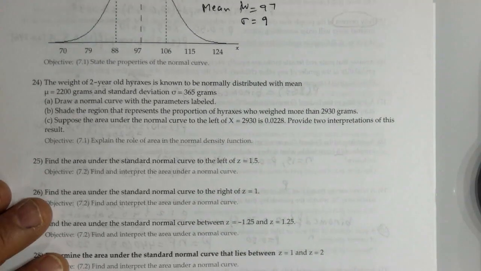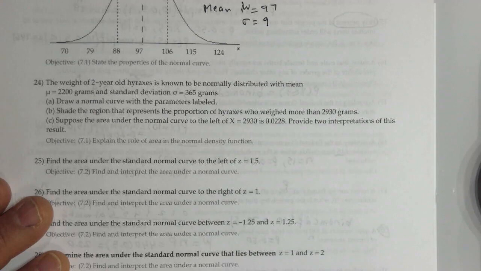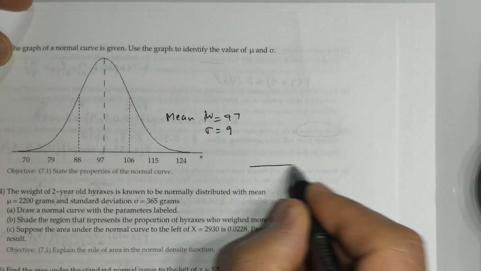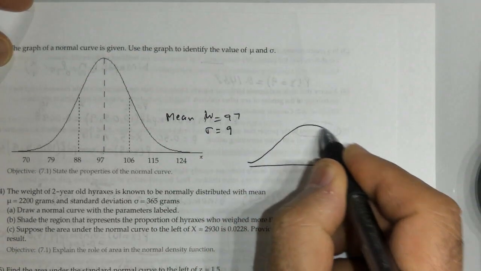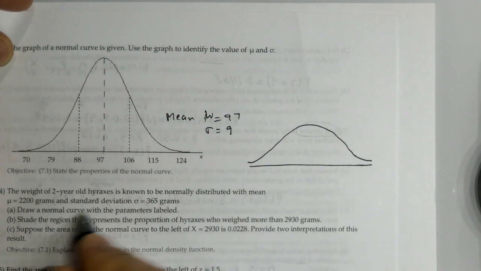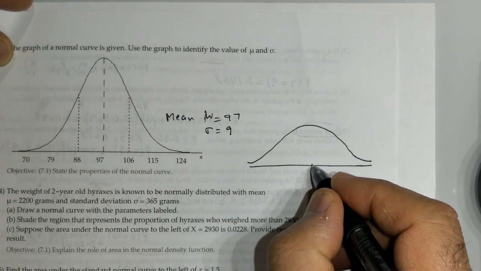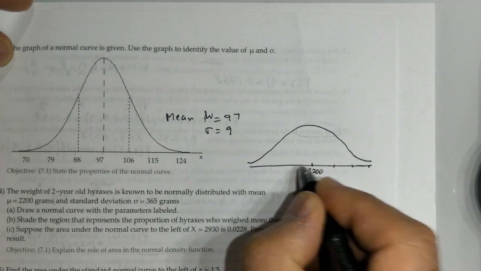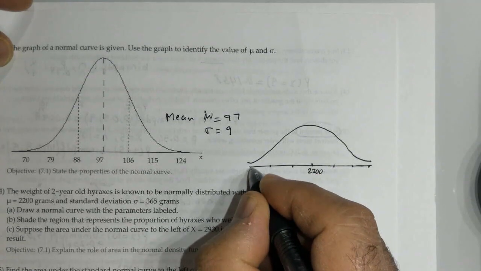24. The weight of 2-year-old Hyraxes is known to be normally distributed with a mean of 2,200 grams and a standard deviation of 365 grams. Draw the normal curve. Here's how we draw the normal curve. I'll do it right here. The mean is 2,200. Then we have to add 3 standard deviations to the right and 3 to the left.